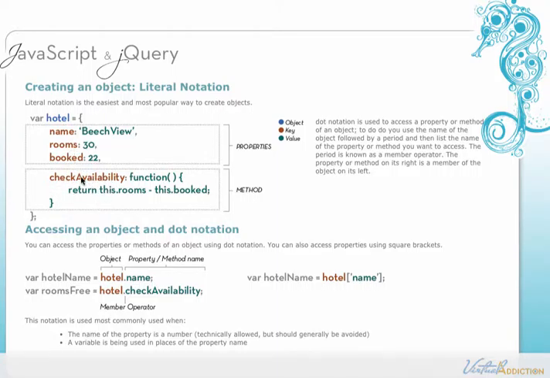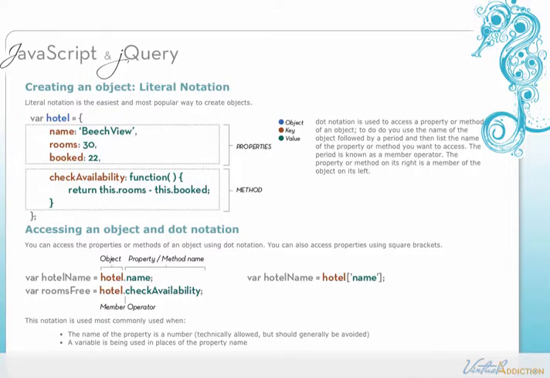In the check availability method, the keyword this is being used to indicate that it is using the rooms and the booked properties of this object. When setting properties, you treat the values like you would do for variables. Strings live in quotes and arrays live in square brackets.